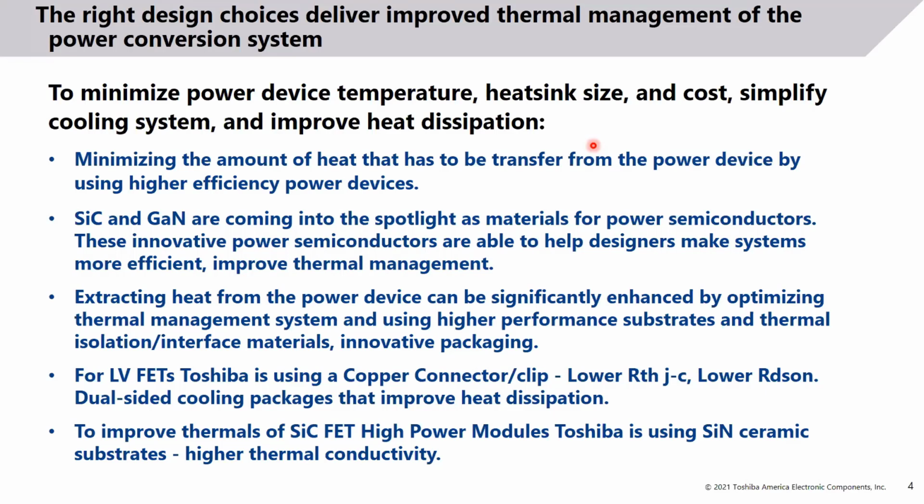So what can be done to minimize power device temperature, heatsink size, and cost, simplify a cooling system, and improve heat dissipation? The very first step is to minimize the amount of heat that has to be transferred from the power device by using higher efficiency power devices. Silicon carbide and gallium nitride are coming into the spotlight as materials for power semiconductors. These innovative power semiconductors help designers make systems more efficient and improve thermal management. Extracting heat from the power device can be significantly enhanced by optimizing the thermal management system and using higher performance substrates, thermal and isolation interface materials, and innovative packaging.